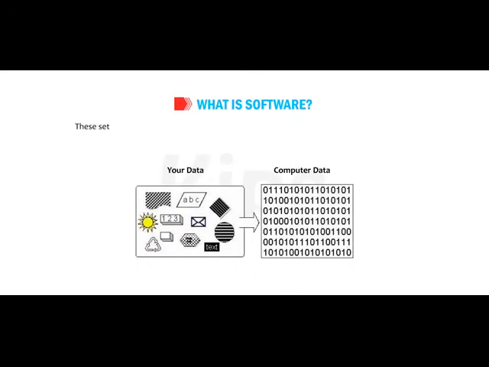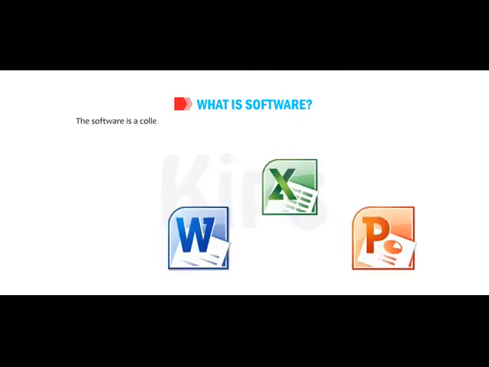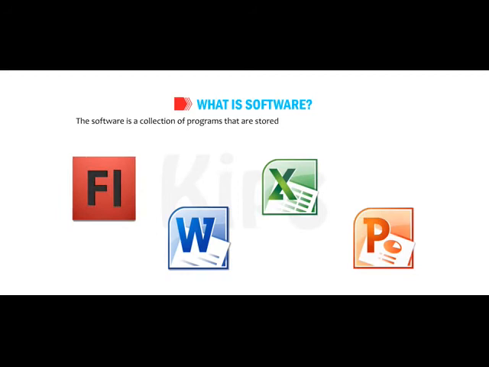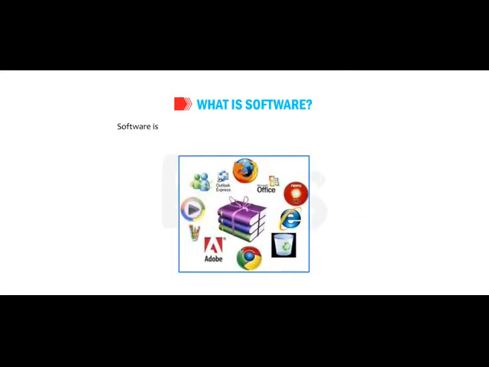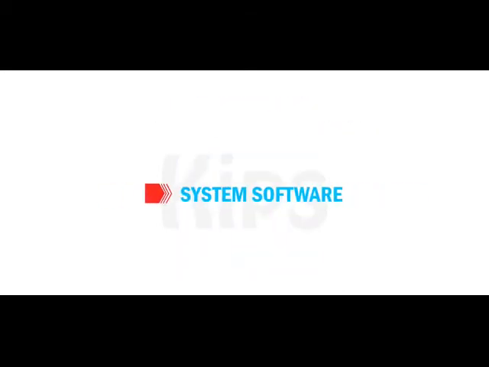It requires a set of instructions given by a user to work on. These sets of instructions are called programs, which are written in the computer languages. The software is a collection of programs that are stored and run on the computer hardware and help users to work on the computer. The software is that part of a computer which cannot be touched or seen. Software is of two types, system software and application software.